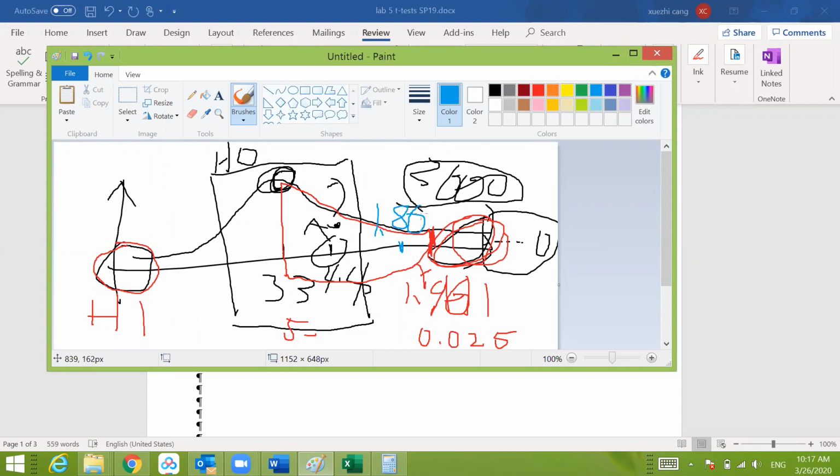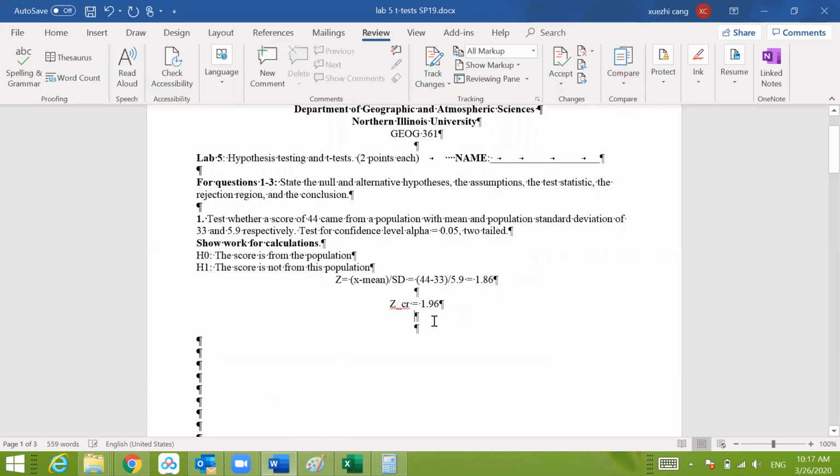So you can see our calculated Z value is still in the middle part. Which means we should accept the null hypothesis. We accept H0. So we accept the null hypothesis. So this is all the answer you need for question 1.